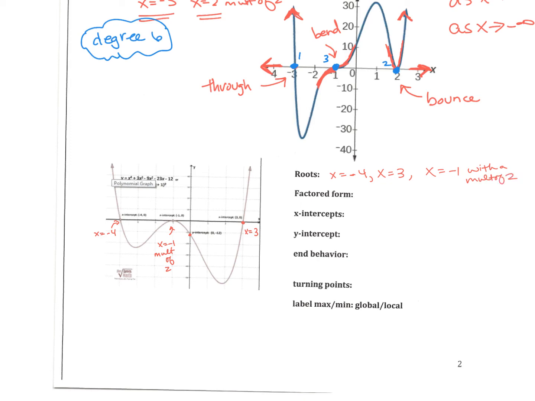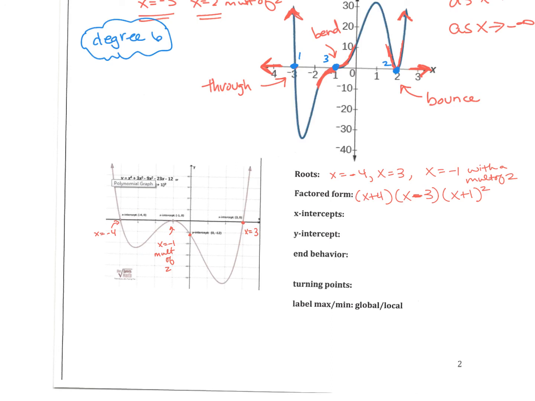So write it in factored form. Well, this is just like what you and I did in the very first lesson of this unit. We're going to take our roots and write them as factors. So x equals negative 4 would give me x plus 4 as a factor. X equals positive 3 would give me x minus 3 as my factor. And x equals negative 1 would give me x plus 1 as my factor. But this one has a multiplicity of 2, so I'm going to square it.